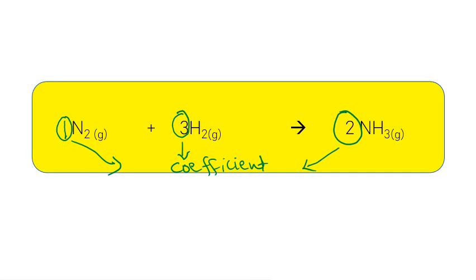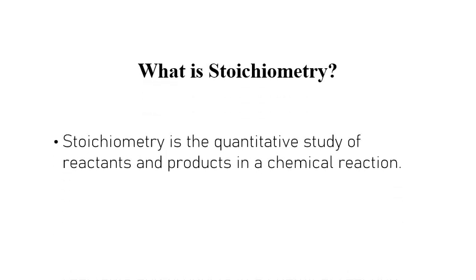But it will not tell us the actual masses of reactants that reacted and the actual masses of products that are formed, correct? So for that calculation, we need to relate the mole ratio of the reactants and products, and we can do that using stoichiometry. So what is stoichiometry? We just learned that it is all about the ratios, correct? But by definition, we can say that it is a quantitative study of reactants and products in a chemical reaction.